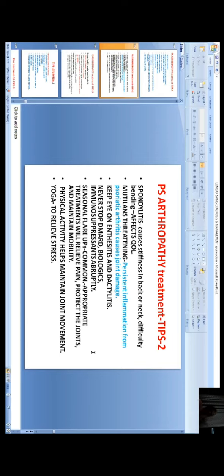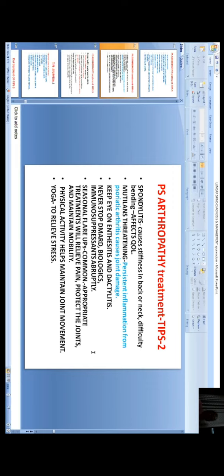Never stop it. If the patient is on DMARD, that is disease modifying antirheumatic drugs, biologics, that is etanercept, adalimumab, etc., or immunosuppressant, cyclosporin, etc., you never stop it abruptly because the patient may be bedridden. Seasonal flare-ups are common. Appropriate treatments will relieve pain and protect the joints.